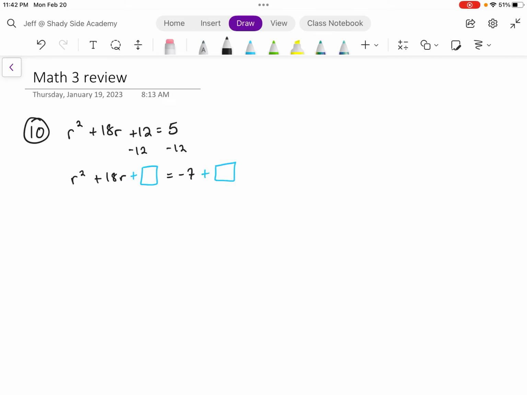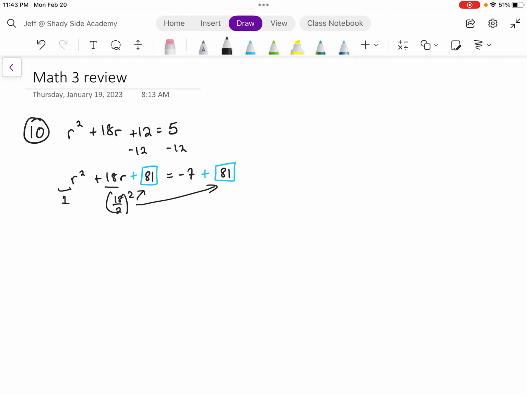And what goes in the box, remember, as long as this term here is 1, we take this 18, we do 18 divided by 2, and we square it. That goes in both boxes, b over 2 squared. So that was 9, right? 9 squared, 81. And we're going to see why we add 81 to both sides. Remember, if you only add it to one, you're going to get yourself in trouble.